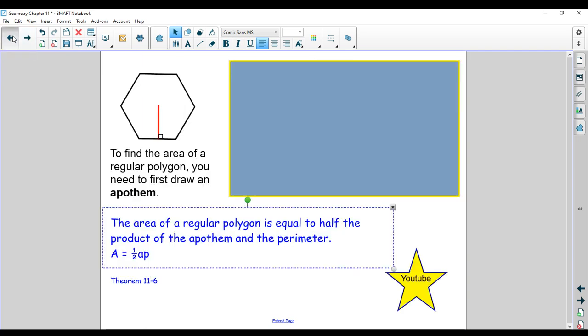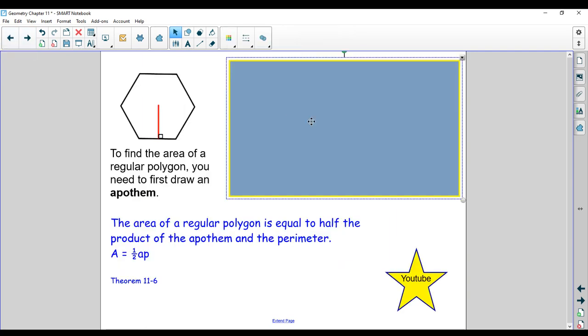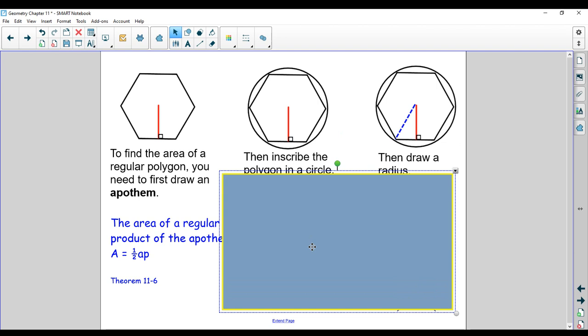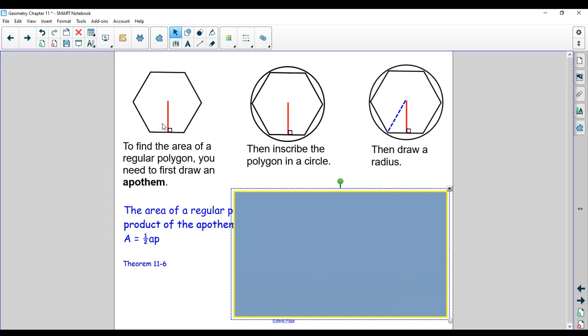So if we go back to that drawing here, we have an apothem. The apothem is created from the center point of the circumscribed circle to the side length as an altitude perpendicular to the side length. And then we're drawing two radii, one on one side and one on the other side of the apothem. And what that does is it creates basically a triangle.